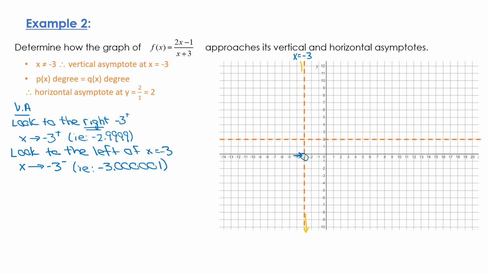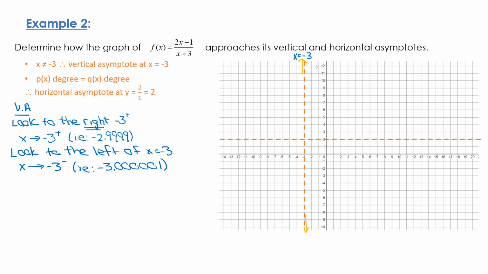Whoops, shouldn't be curving that way. I know that it's going up on the left side of the asymptote like that. So what I've got now are two parts of the graph based on the behavior surrounding the asymptote.